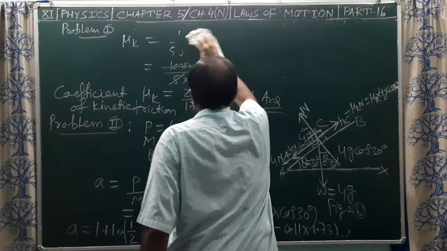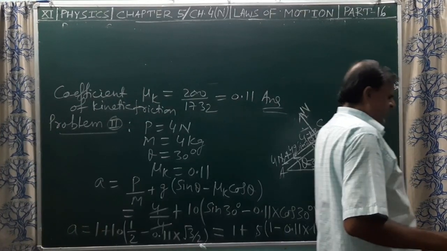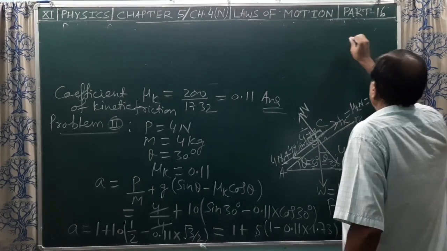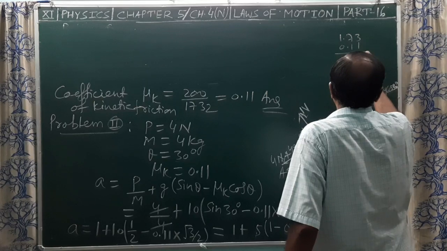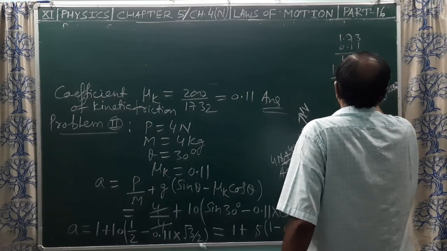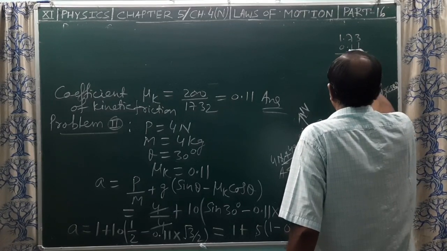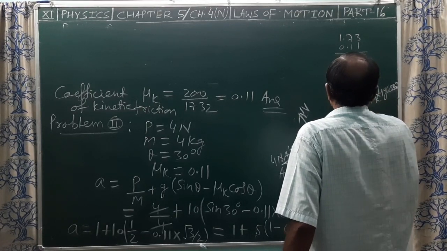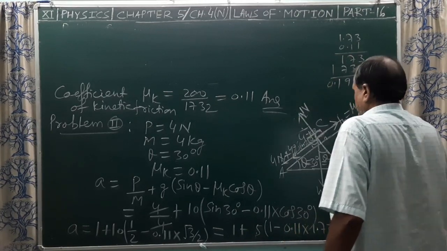Now multiply 1.73 and 0.11. 1.73 times 0.11, that is we have 173, 173, it is 3, 7 plus 3, 10, 0, 7 plus 1, 8, plus 1, 9, 1903, that is 0.1903, 4 place पर small letter मिलाकर.